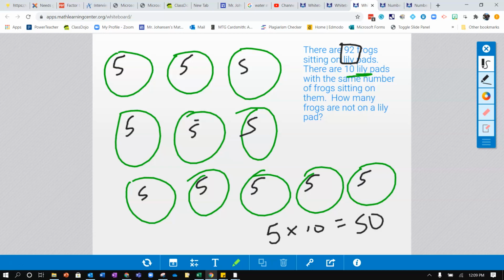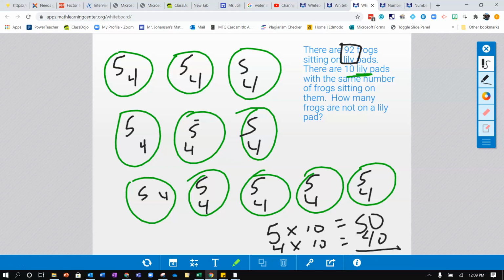Well, I'm trying to get up to 92. I think I can go with a 4. And with the 4, I just label each one to keep it clear. I've got 4 groups, and there's 10 lily pads, and that makes 40. And 40 plus 50 is 90. That gets me really close to my 92.